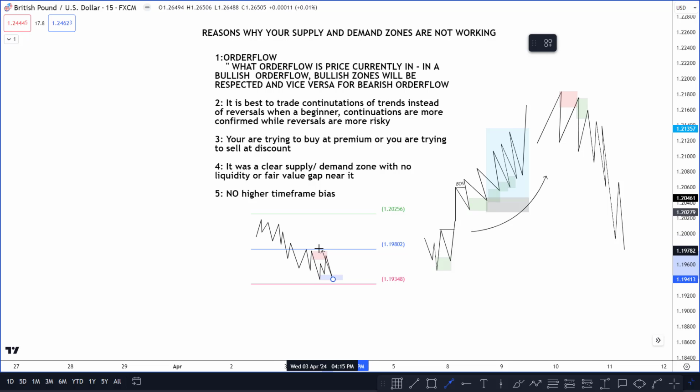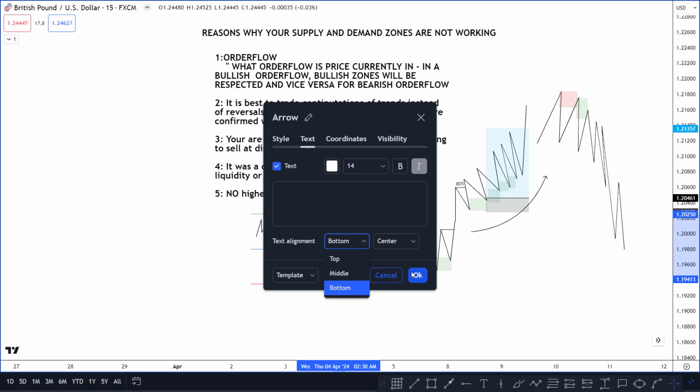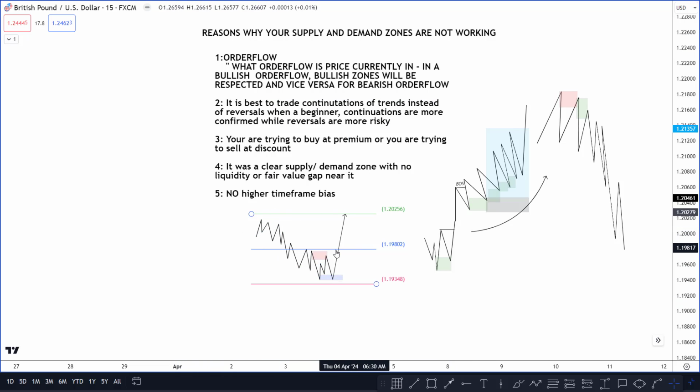Your stop loss is right here because you failed to understand the overlying order flow, right? And just to see where price is heading to. So now price is just gonna come up here to come and clear all these old highs right here, because price is going from internal range to external range liquidity. So that's number 3. You are trying to buy at a premium, or you are trying to sell at discount. So right here, you are trying to sell at discount.